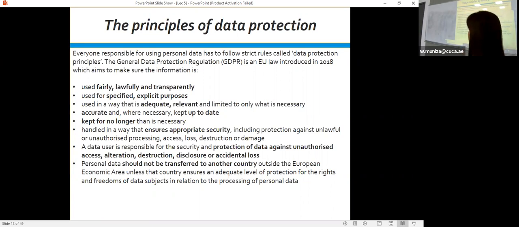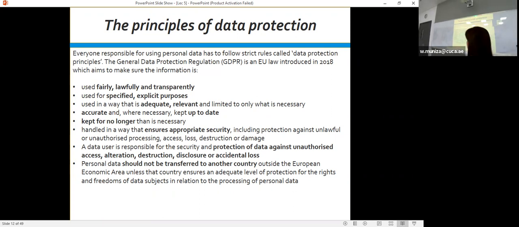Okay, then used for specified, explicit purposes. So whatever is mentioned, for that purpose only the information has to be used. Then used in a way that is adequate, relevant, and limited to only what is necessary. Accurate and, where necessary, kept up to date. Kept for no longer than is necessary. Handled in a way that ensures appropriate security, including protection against unlawful or unauthorized processing, access, loss, destruction, or damage.